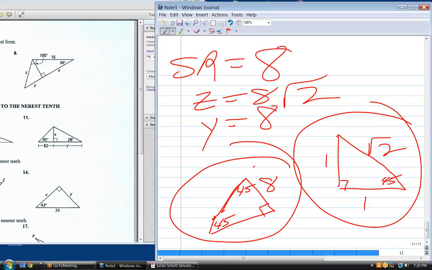And that's a big thing to get, let me tell you. You just upped your score on the ACT test by 10 percentage points. Seriously. You did. As long as you can remember this. And you are not going to believe how many 30, 60, 90 or 45, 45, 90 triangles you're going to be presented with.